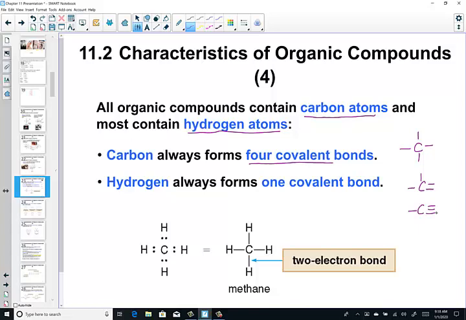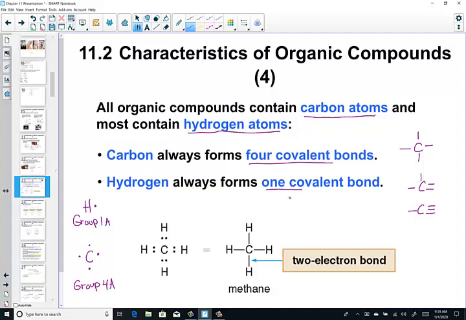Hydrogen always forms 1 covalent bond. And that secret lies in remembering from first semester the Lewis dot structure for carbon. Since carbon lives in group 4A, it has 4 valence electrons. So therefore we can see 4 dots around it, 4 open spots for bonding. Hydrogen, of course, lives in group 1A. Group 1A tells me it has 1 valence electron. It has room for just 1 open spot for bonding.